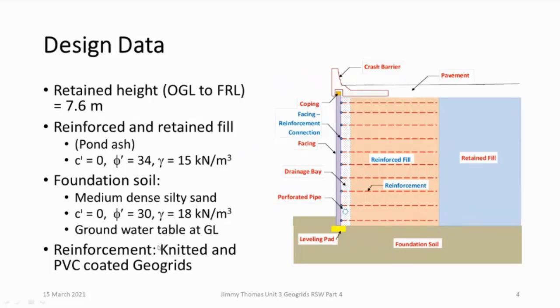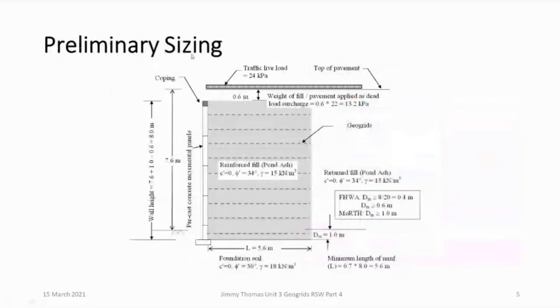Then the properties of the reinforcement, like whether we are using a geogrid or geotextile. Here we are considering knitted, PVC coated geogrids. The data, like tensile strength, reduction factors and interface factors, will mostly be given by the manufacturer. The first step will be the preliminary sizing. Normally we have to assume certain dimensions, then check for various failure mechanisms.